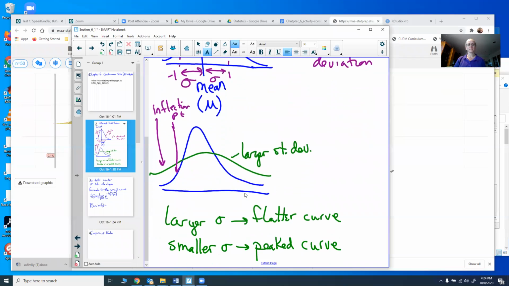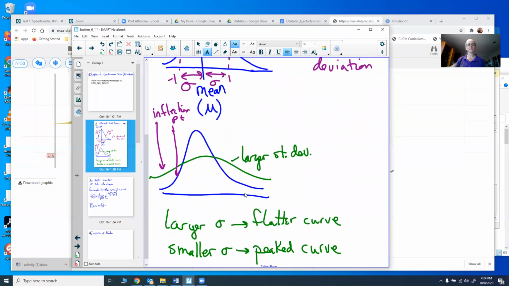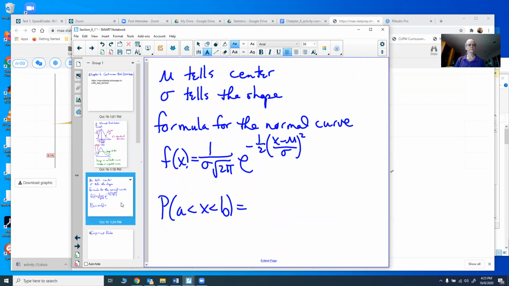And what I want to do is talk about what sigma does for us. The mean tells us where the center is. If I change the mean, it could move it left or right, but otherwise the mean is just the center. The standard deviation is a little bit different. If I have a really small standard deviation, then the distance over to the inflection point isn't very far. But if I have a much larger standard deviation, then that distance is longer, farther over, and so I get a much lower curve. I get a more flattened curve when I have a larger standard deviation, and a smaller, more peaked curve when I have a smaller standard deviation. So the mean mu tells the center, and the standard deviation sigma tells the shape.